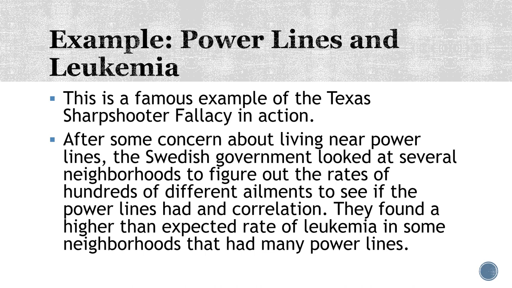Again, this one goes back largely to something that happened in Sweden a number of years ago. Some people got concerned about living near some power lines. So the Swedish government looked at lots of neighborhoods to figure out the rates of just hundreds of different ailments, to see if the power lines had any correlation. And what they found was, in some neighborhoods that had a lot of power lines, a higher than expected rate of leukemia.